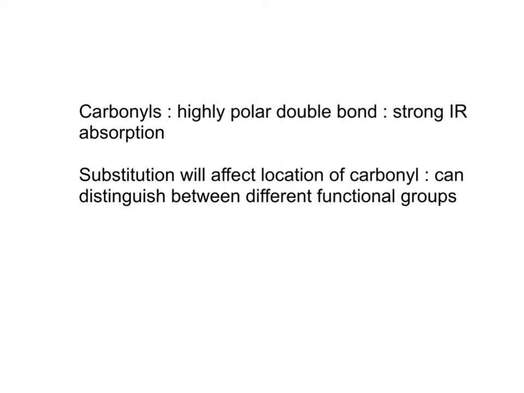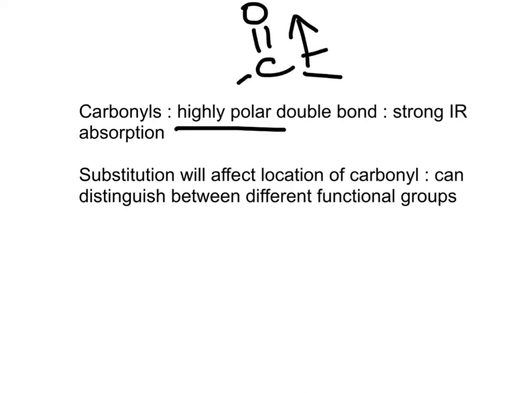Carbonyls, again, are a big part of IR. They are highly polar due to the carbon-oxygen double bond, and we see that with the bond polarity. So these show up very strong in IR. And the substitutions on these carbonyls will affect where they come out, and it allows us to distinguish between these various functional groups.